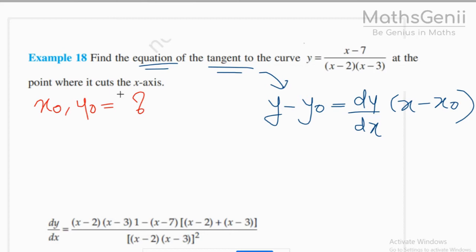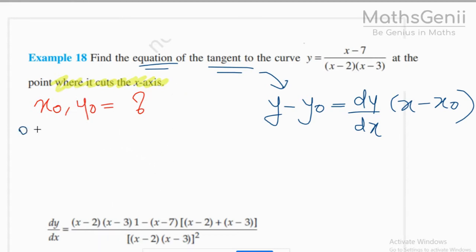Now carefully look at the statement in the question. I'll just highlight it. Find the equation at the point where it cuts the x-axis. So when something cuts the x-axis, y becomes 0. If I have a line which is cutting only the x-axis, is y coming into the picture? No. So y is always 0 when the line cuts the x-axis.